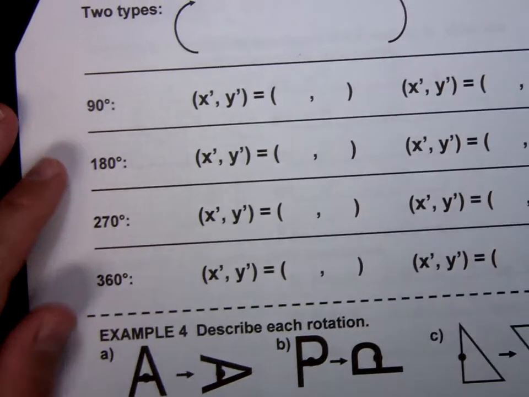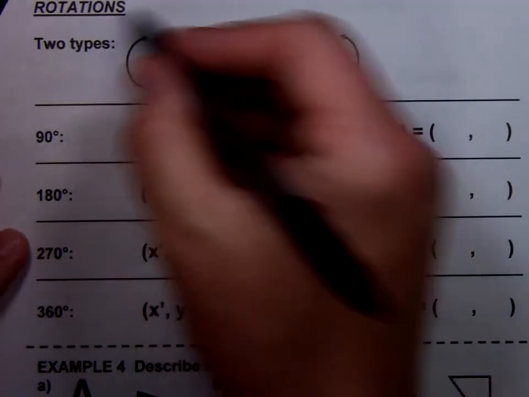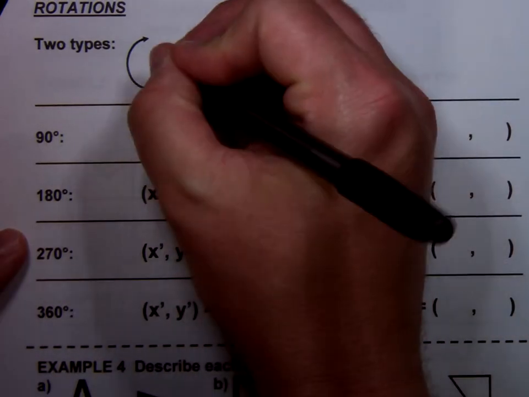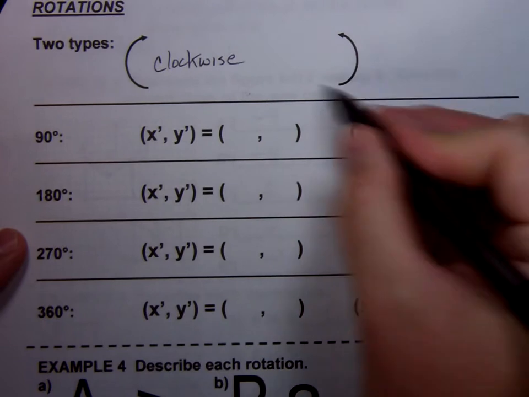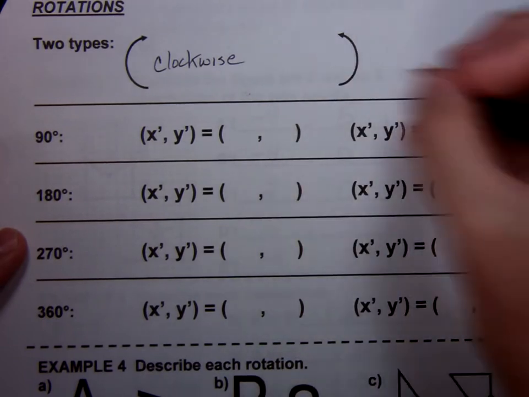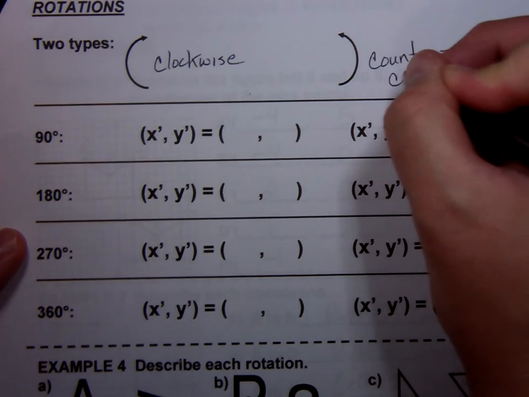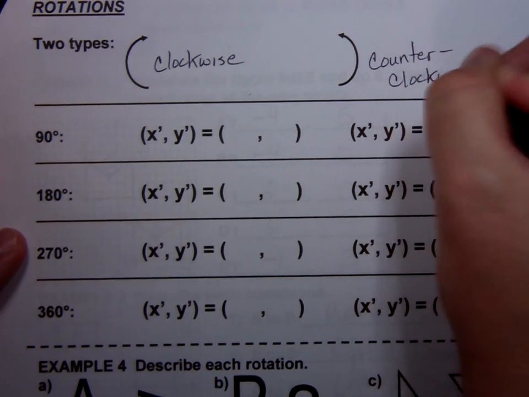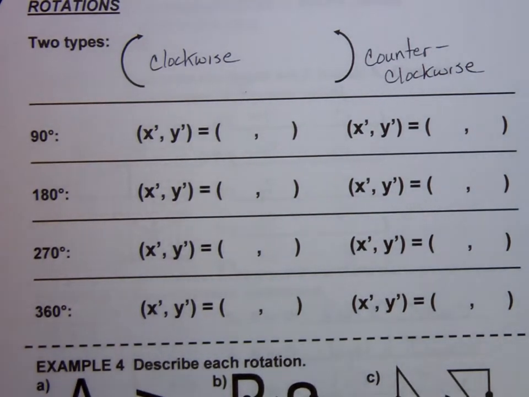Let's look at rotations. Alright, we got 2 types of rotations. If it's going this way, that type of rotation is clockwise. And if a rotation is going this way, that is called counterclockwise. So we can rotate either direction.